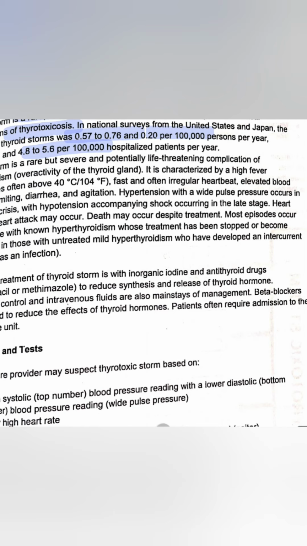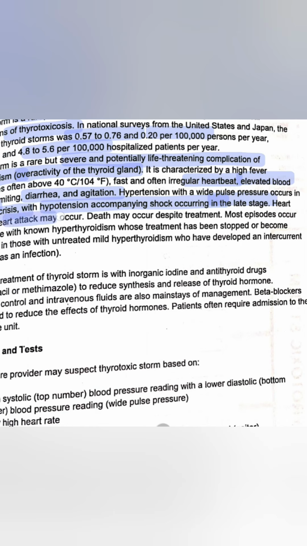A thyroid storm is a rare but severe and potentially life-threatening complication of hyperthyroidism, overactivity of the thyroid gland. It is characterized by a high fever, mostly above 40 degrees centigrade or 104 degrees Fahrenheit, a fast and often irregular heartbeat, elevated blood pressure, and vomiting. Diarrhea and agitation. Hypertension with a wide pulse pressure occurs in the early to mid crisis, with hypotension accompanying the shock in the late stage.